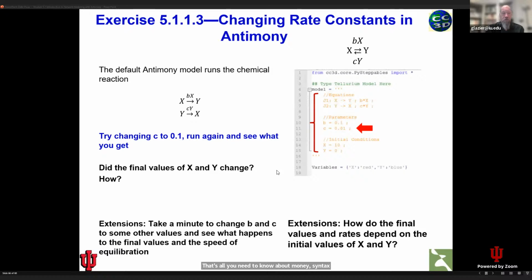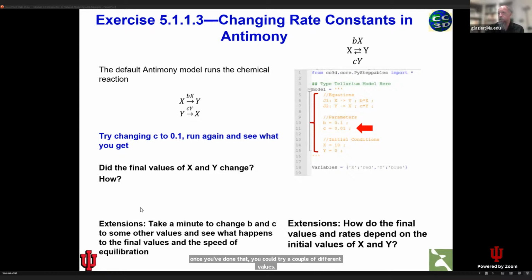Let's do a couple of exercises. The first exercise is to go into your code and look at lines 10 and 11, which specify the rates of the forward and backward reactions between X and Y. Change the value of C, which was initially 0.01, to 0.1, and run it, and ask the question: do the steady states of X and Y change? And once you've done that, you could try a couple of different values of B and C.